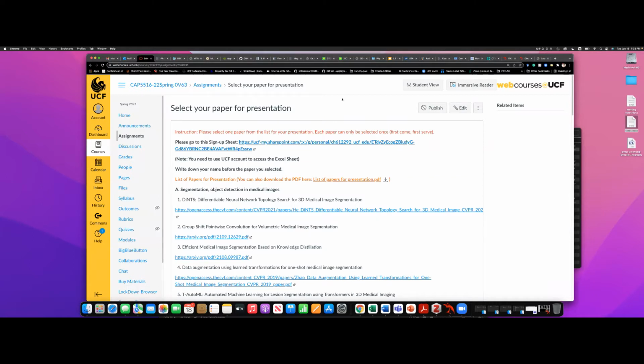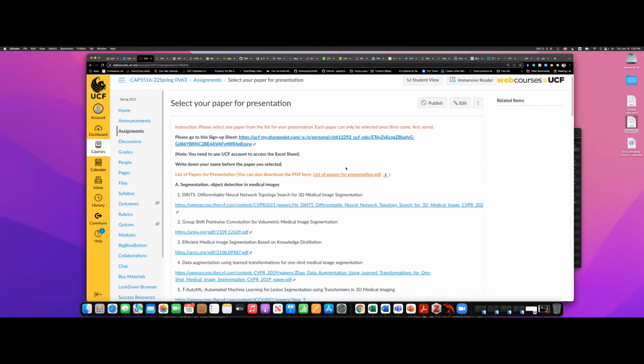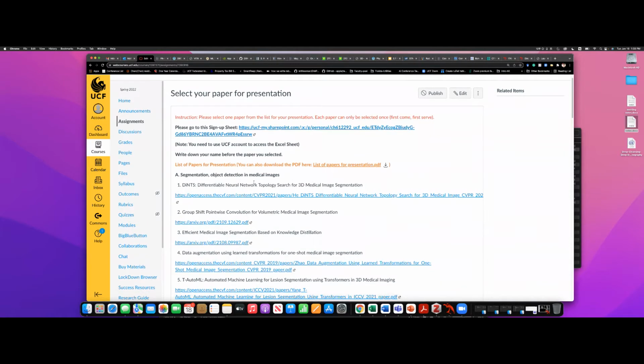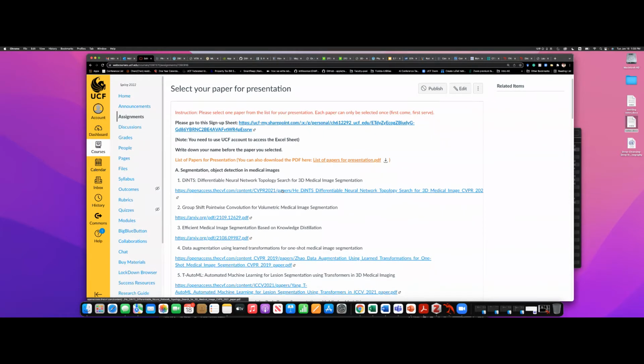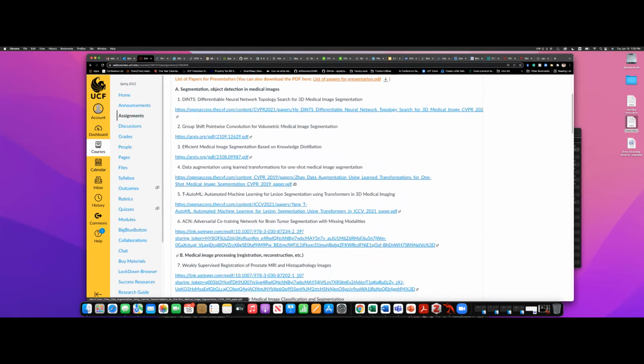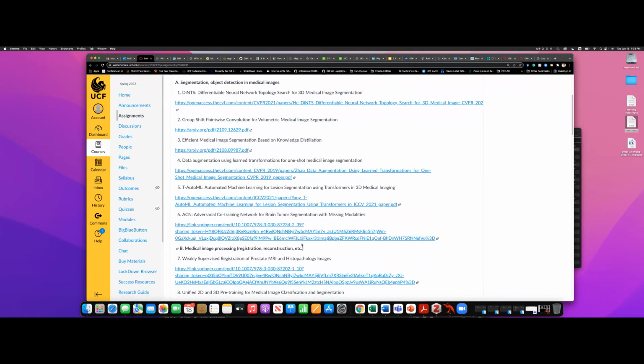So first, I want to talk about the paper selection. I have a list of papers already, which I also mentioned in the last lecture. There are 35 papers, and you will select one of them for your paper presentation during the course. They were categorized into different topics, right? You can see here segmentation, and maybe here medical image processing.